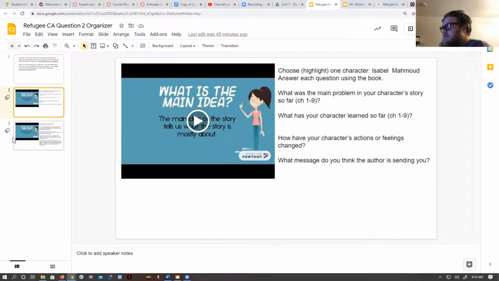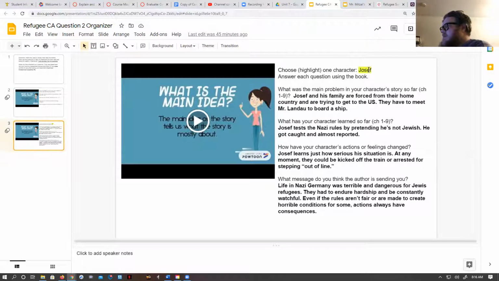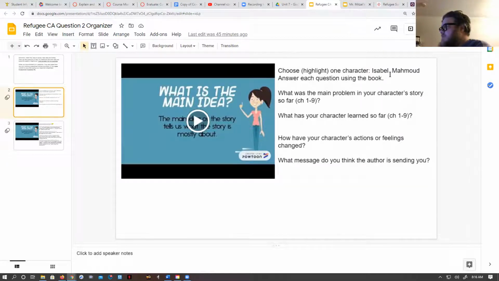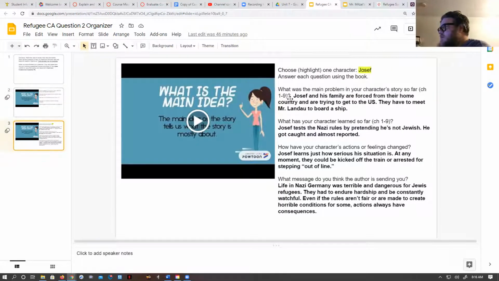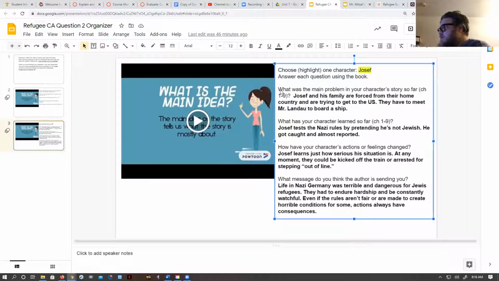So the first thing I did is I highlighted my character that I selected. Joseph was my only choice. You have Isabel or Mahmoud, so you can click on the text box. Maybe you're going to choose Isabel. You'll highlight her name so I know which one you're looking at. All right. And question number 1 says, what was the main problem for your character's story so far?